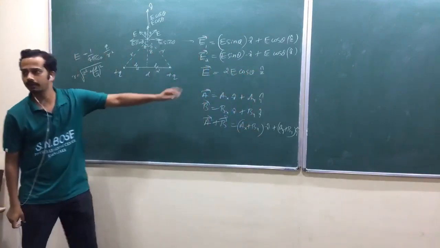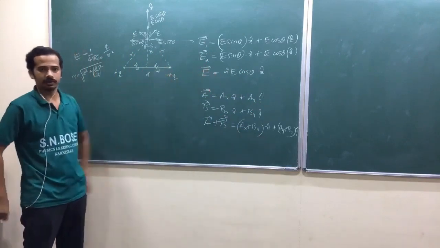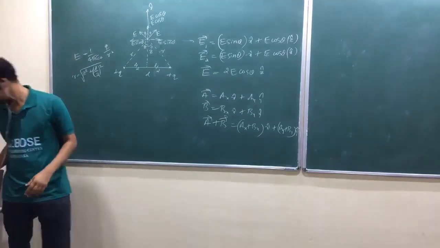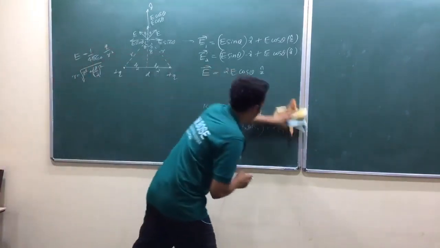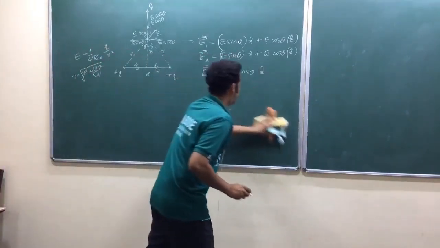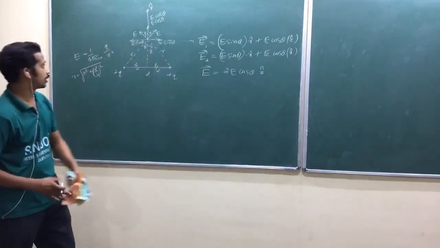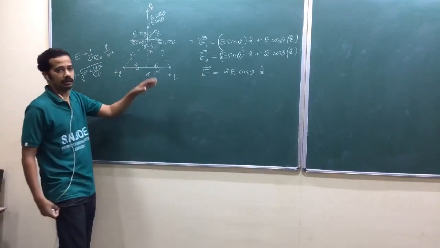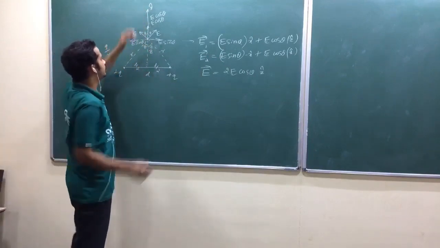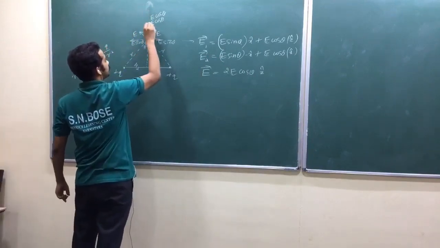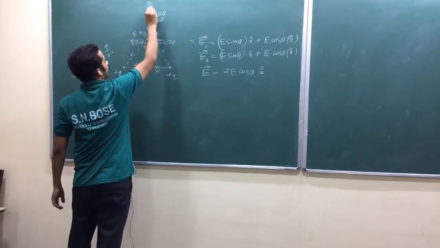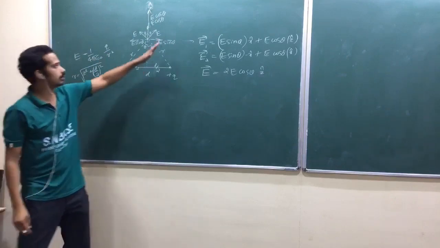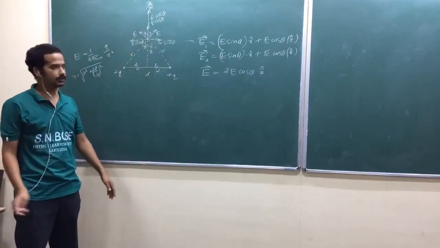Practice in this way also, because it's the most general one. But after practice, you should not do it like this. You have to say horizontal components cancelled out, vertical components added, and the net electric field is along this direction, z cap, with magnitude 2E cos theta: E cos theta from this one, E cos theta from this one.